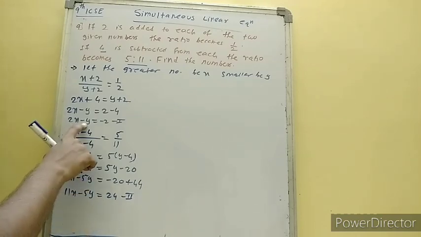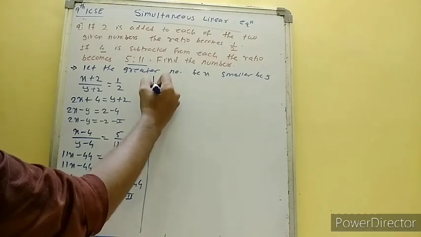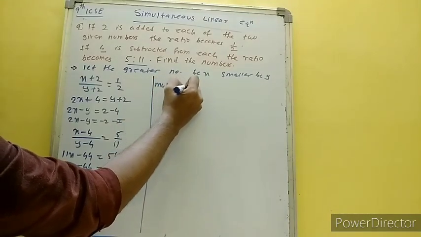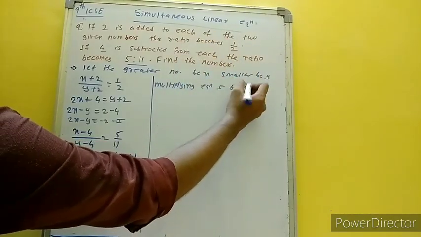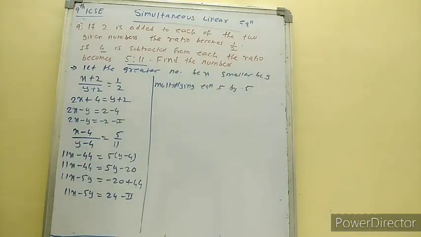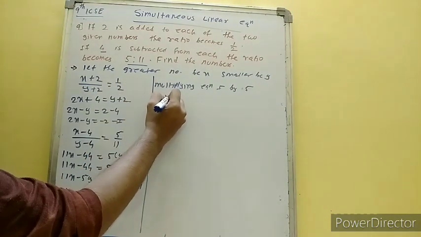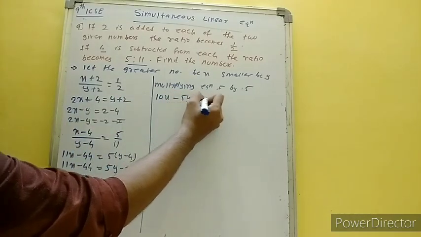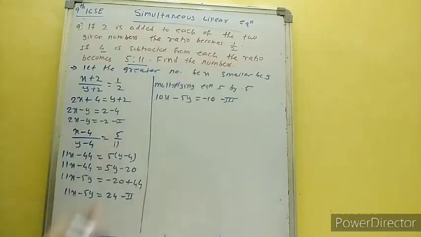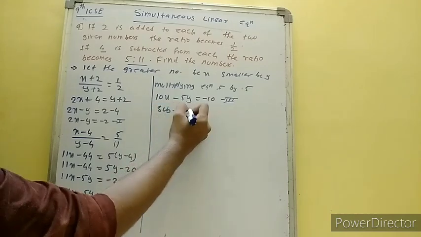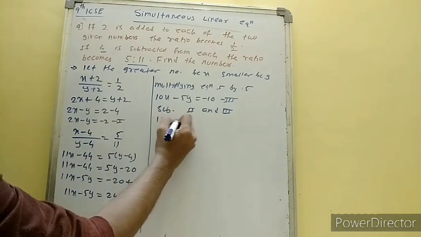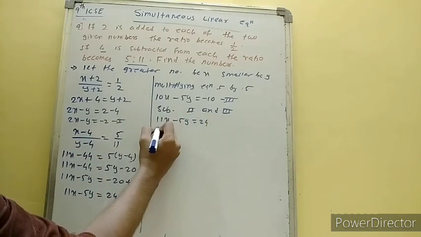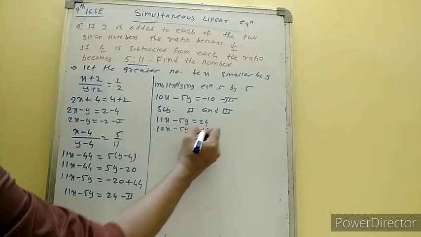So we have 5 over here. Can I bring 5 over here by multiplying equation 1 by 5? So 5 into 2 is 10x, 5 ones are 5y, 5 twos are 10, so we have 10x minus 5y is equal to minus 10. Again we have the new equation, that is the third one. Subtracting 2 and 3: 11x minus 5y is equal to 24 and 10x minus 5y is equal to minus 10.